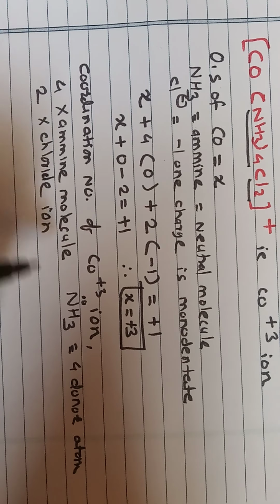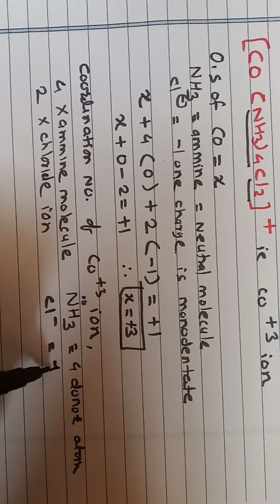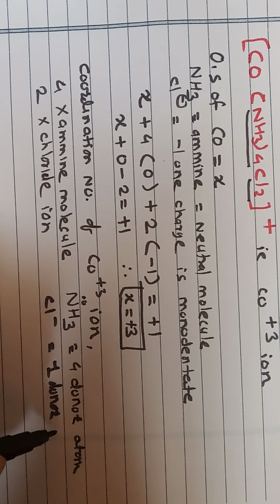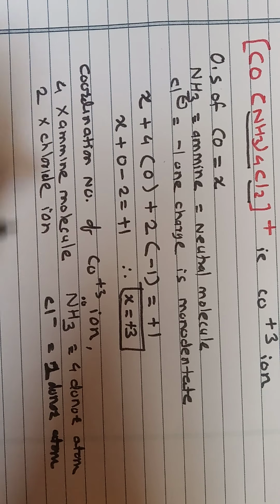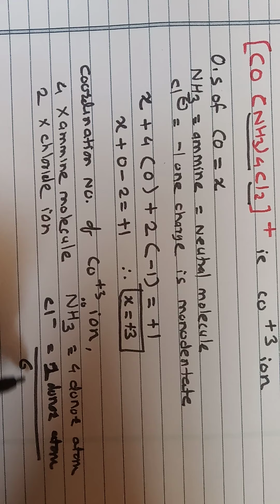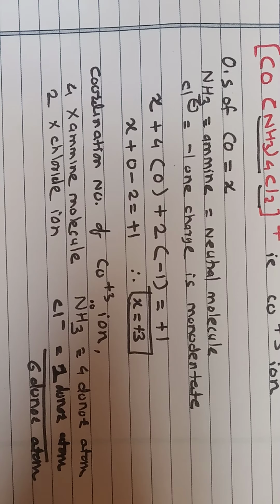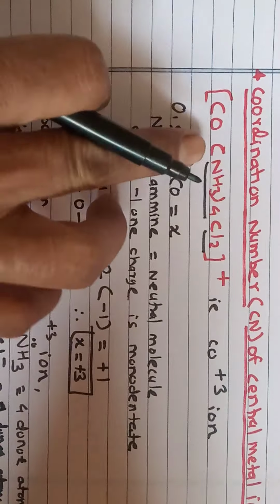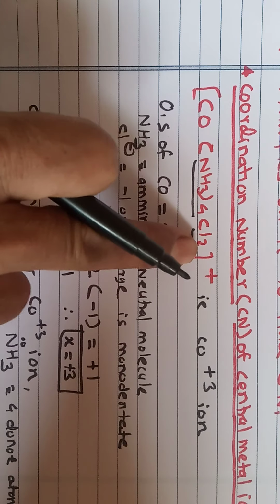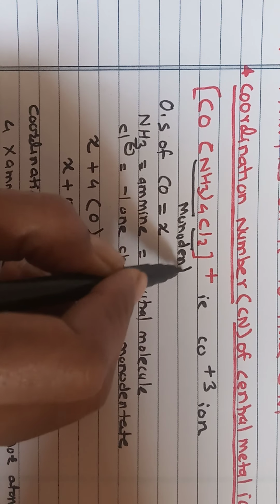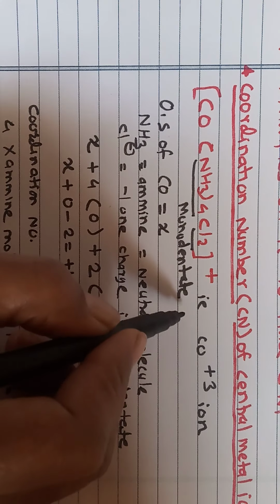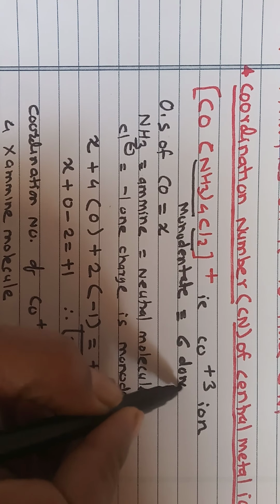Chloride is Cl minus, so it has 1 donor atom. The total number of chlorides is 2, so there are 2 donor atoms. So there are a total of 6 donor atoms in this complex. The 4 amine and the 2 chlorine are all monodentate, meaning all have a single donor atom. So there are a total of 6 donor atoms.